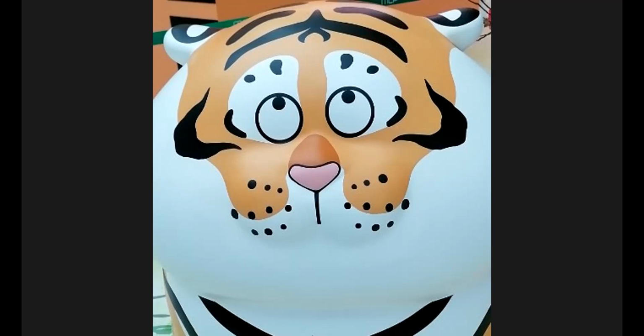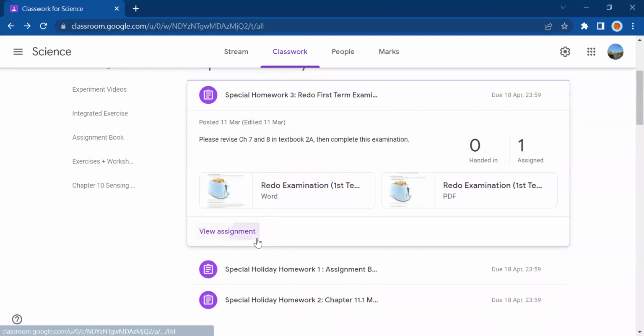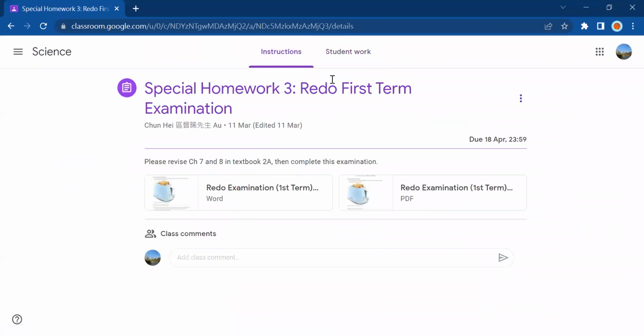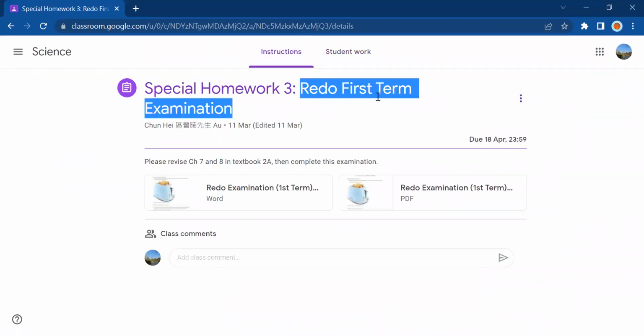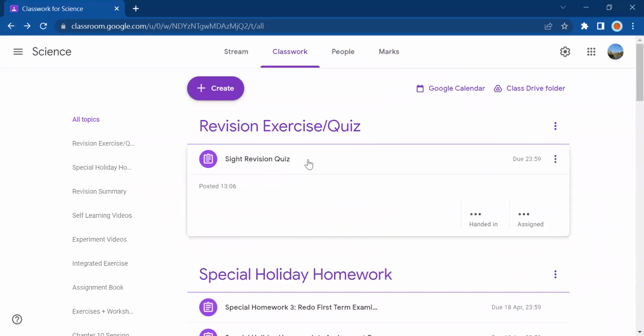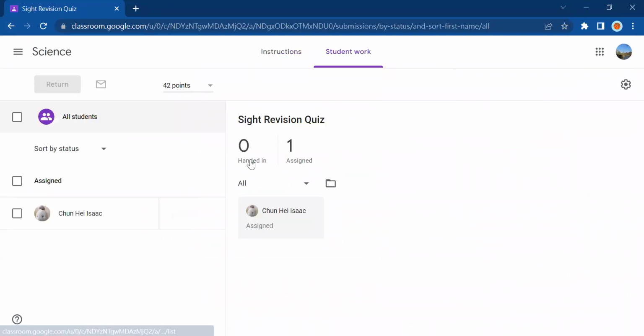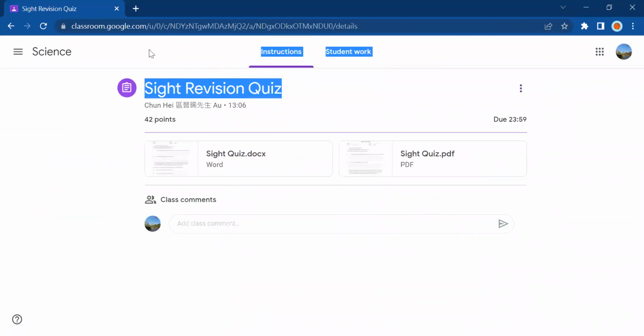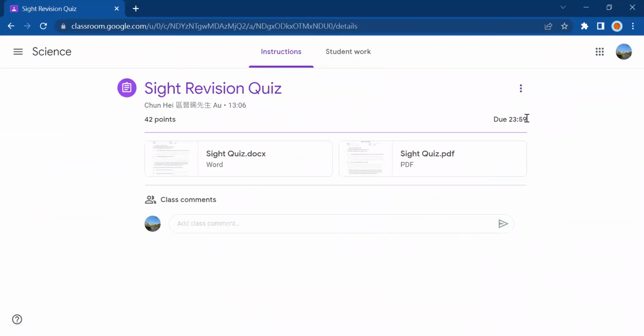Now, I will share my screen first. So we do the first term examination. I've already uploaded a science revision quiz. You can do this quiz. Do it by today. So this is today's homework. It's for tomorrow's homework, so please do it today.